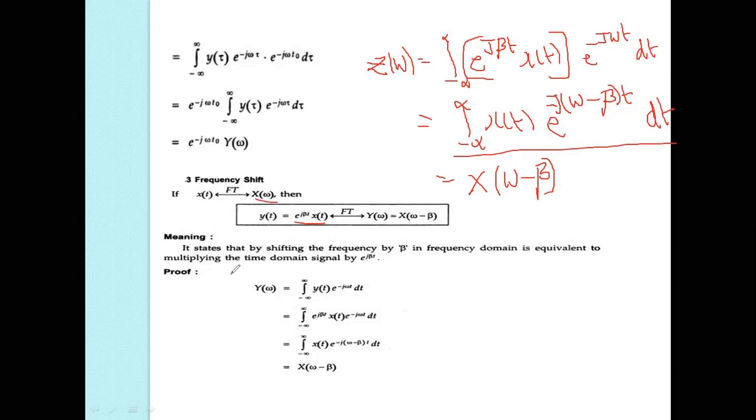Got it, my students? It states that shifting in the frequency domain by beta is equivalent to multiplying the time domain signal by e power j beta t. So X of omega minus beta is the frequency shift. It is also a similar concept to the Fourier series as usual, but there it is e power j k omega naught t.